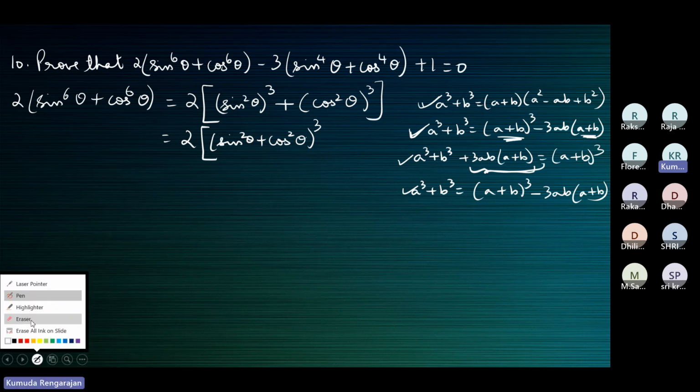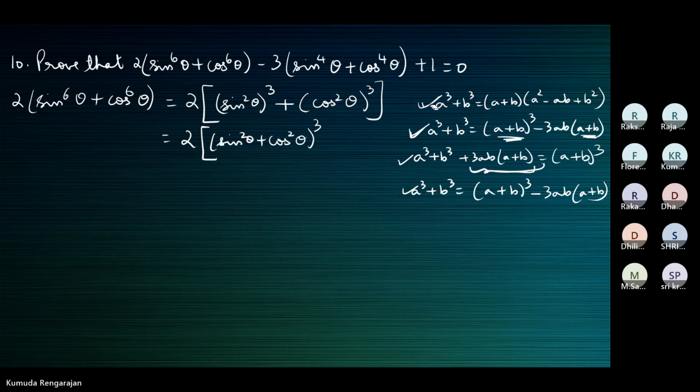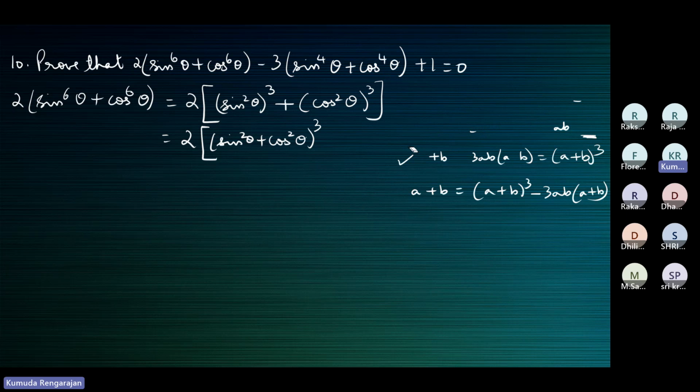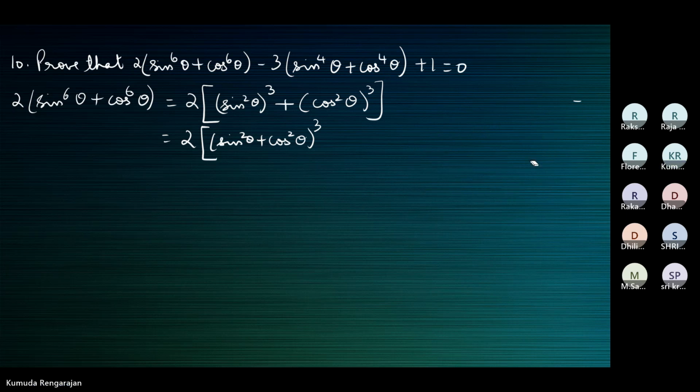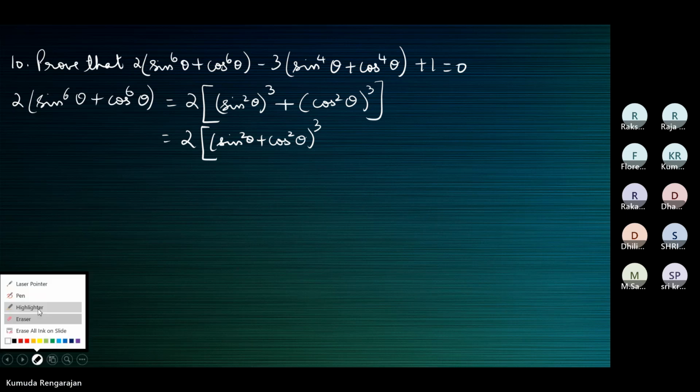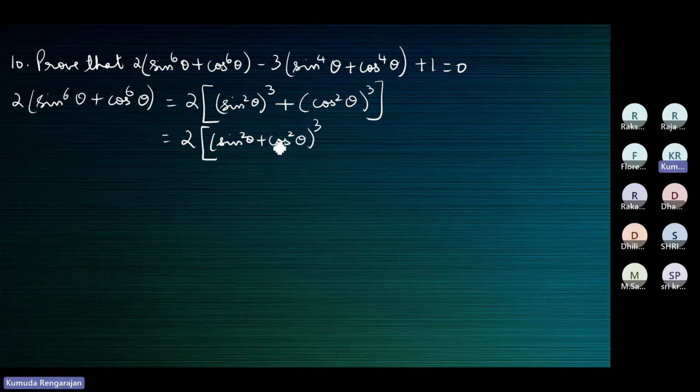I need to clear the identities at one place. I'll write this one again. Maybe in the end, we'll write the identities. So a cube plus b cube is a plus b the whole cube minus 3ab into a plus b.